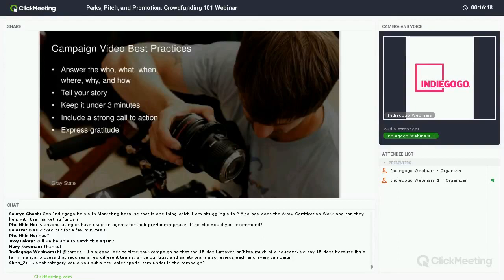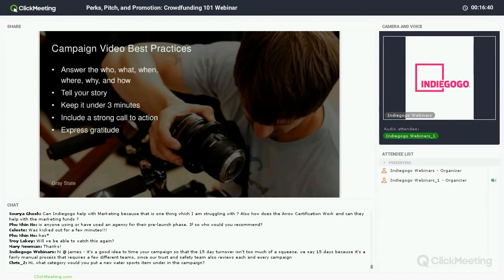A call to action could be something like, contribute now to be part of the first, if you're creating a theater project, for example, maybe the first theater project of this type in our town. So some way to make people feel like they're a part of this and they are playing a vital role in the launch of what you're doing. So a strong call to action.